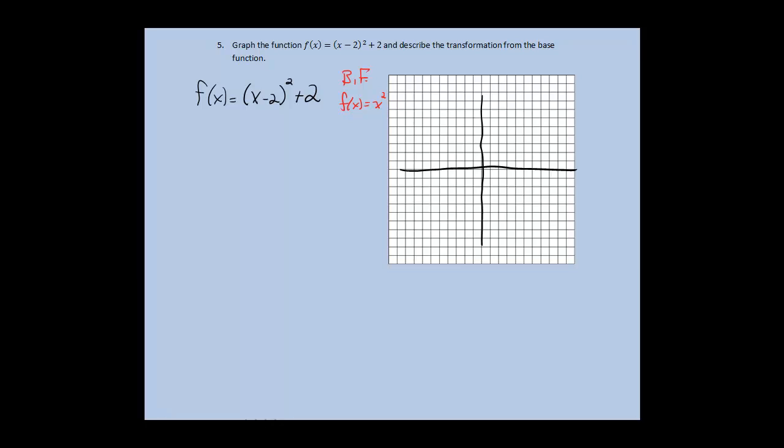And now for my base function, I'm going to have this parabola opening up, and it's going to look something like that. It should be symmetric on both sides of the y-axis, but sometimes I can't draw that perfectly on the graph. So this is the graph of x squared. Now we have to recognize exactly what happens when we have x minus 2 quantity squared plus 2. So let's talk about some of our transformation rules.